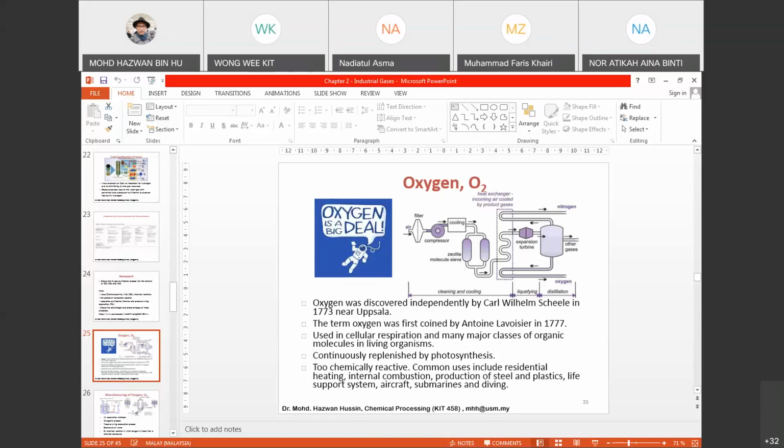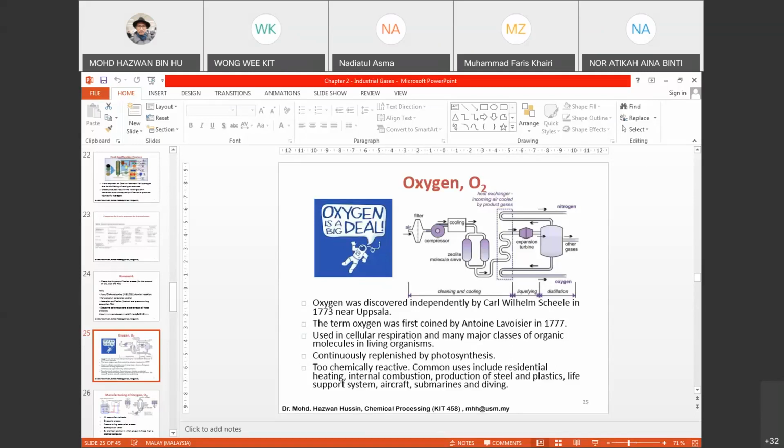For your information, in our school, we have one lecturer who is currently working on, I think, hydrogen storage, which is Dr. Chua. So if you are interested in this research, you can always contact Dr. Chua. Right. So moving on to the next type of gas, oxygen.